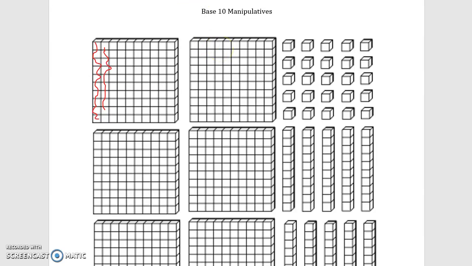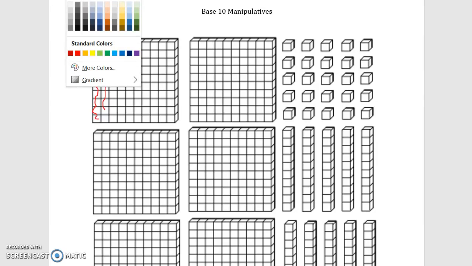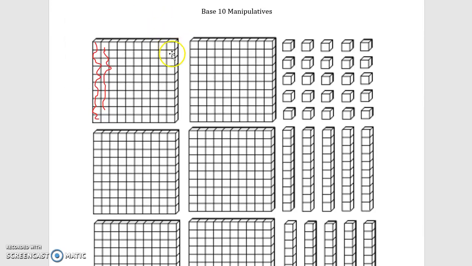Let's use a different color here if possible. Alrighty. So Mr. Mike had 13. Let's color in 13. Boop, boop, boop, boop, boop. Okay, so we have 10, 11, 12, and 13.